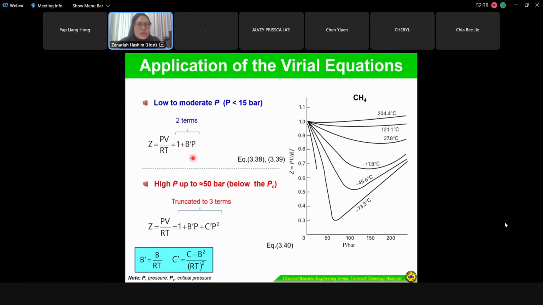For the second term or the 2-term virial equation, it is applicable for low to moderate pressure. Normally we consider pressure below 15 bar. You can look at this graph: the x-axis is the pressure in bar, and the y-axis is Z. The two-term virial equation is valid in the region shown by this light purple color, where the second virial equation is applicable. You can write the second virial equation using either B dash or B.